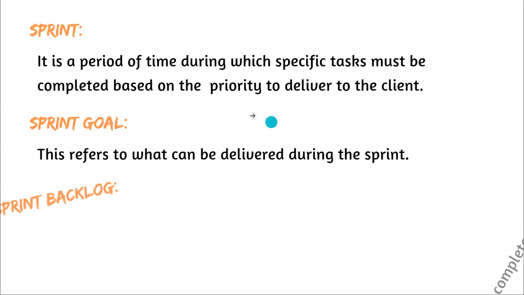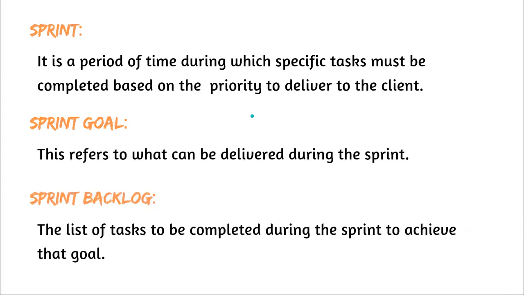So let's talk about sprints. This is something you need to remember. When you are working in real time, you will hear this word a lot. So what does sprint mean? It is a period of time during which specific tasks must be completed based on the client requirement. For example, I am working on an application and I have given it to the client. The client asks me to modify this application and add some additional features. If I take that input from the client, work on it, and give it back to the client, then it is called your sprint. Sprint is nothing but a period of time.